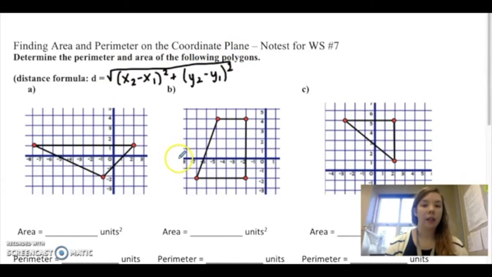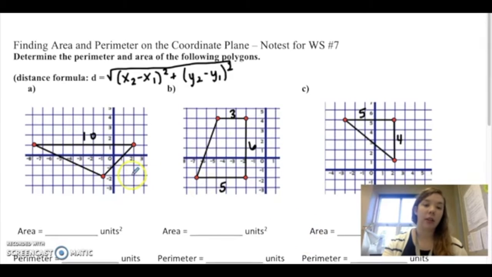If you have a distance that is either perfectly horizontal or perfectly vertical, you can just count those based on the boxes. So here this is 1, 2, 3, 4, 5, 6, 7, 8, 9, 10 across. Or here this is 1, 2, 3, and 1, 2, 3, 4, 5, 6, and 1, 2, 3, 4, 5. Or here you have 1, 2, 3, 4. And 1, 2, 3, 4, 5. And then you only have to use the distance formula on the ones that are diagonal.